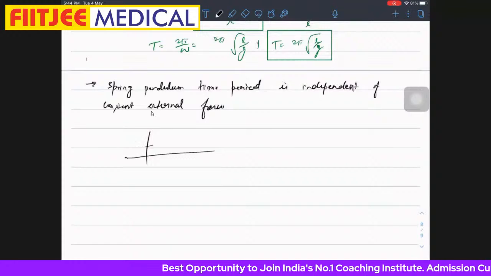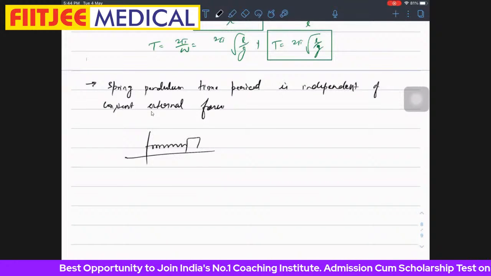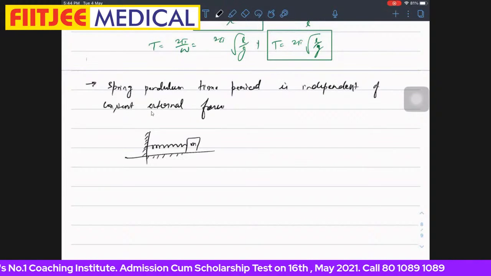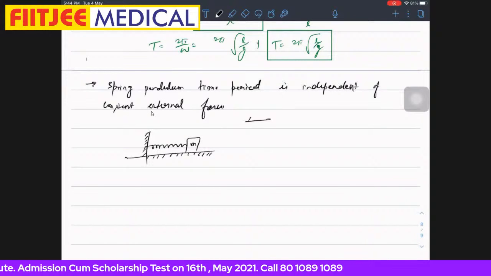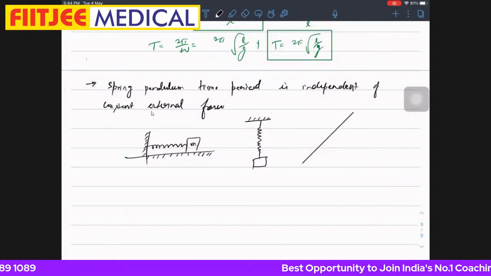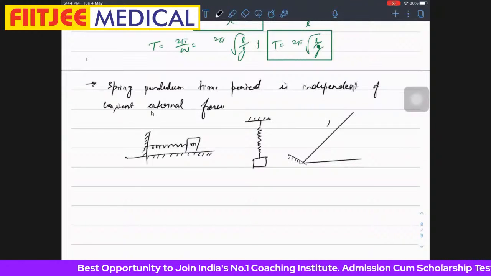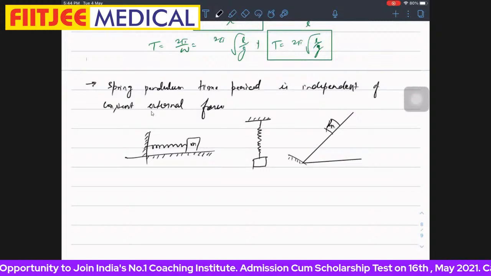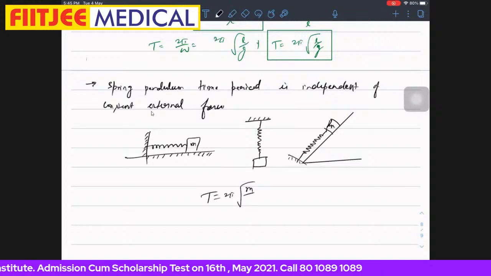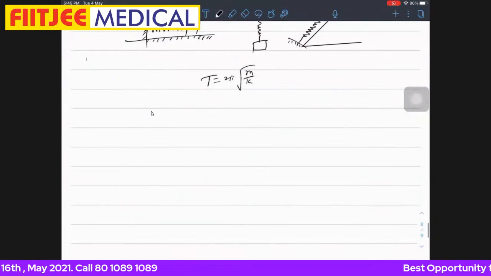A spring does simple harmonic motion. So whether I measure the spring time period in this configuration, or in this configuration, or in this configuration, in all these cases the time period is going to be the same value, 2 pi root under m by k. But in case of a simple pendulum, the situation changes.